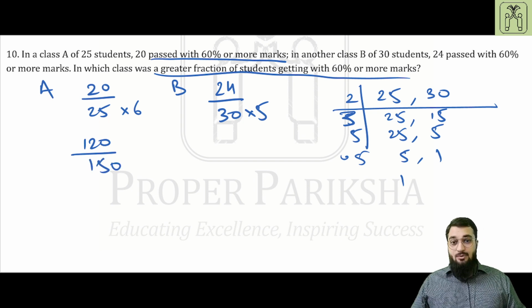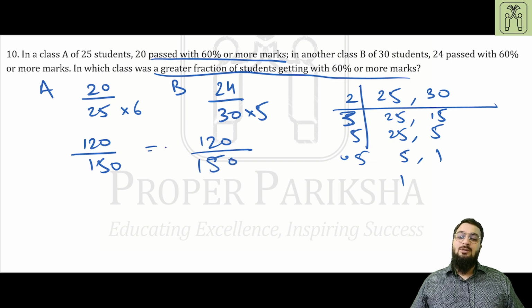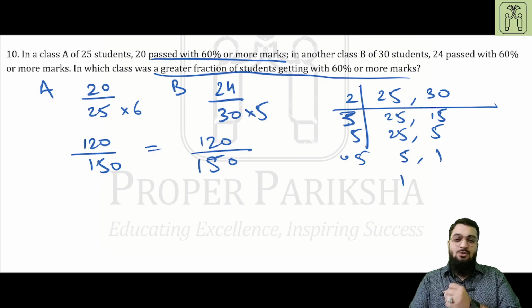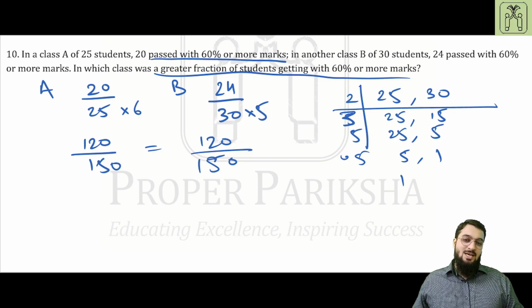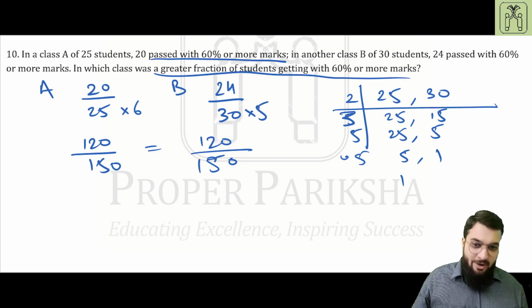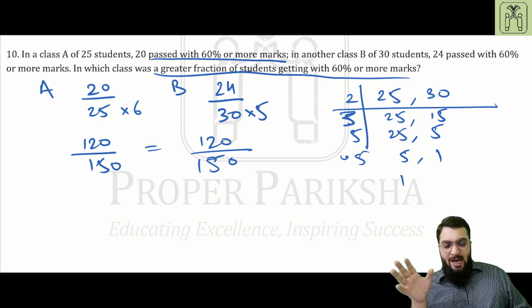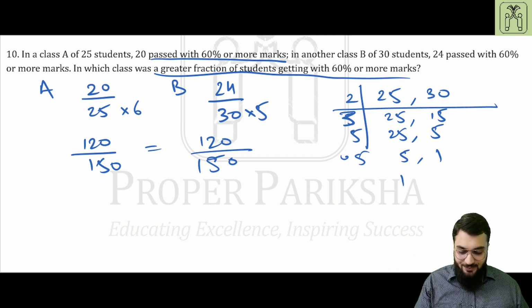Okay, and 24 will be multiplied by 5 times. So this will also become 120 upon 150. Therefore, both of them are equal. So which passed with greater fraction of students? None of them. All of them passed with equal fraction of students. So 24 into 5 is also 120, and 25 into 6 is also 120. 20 into 6 is also 120. Therefore, they are equivalent.